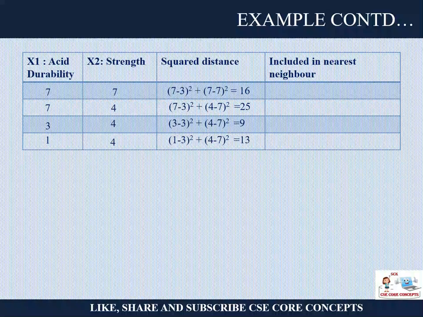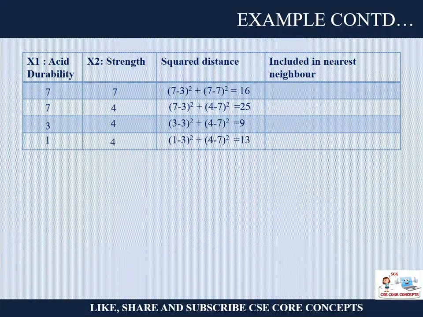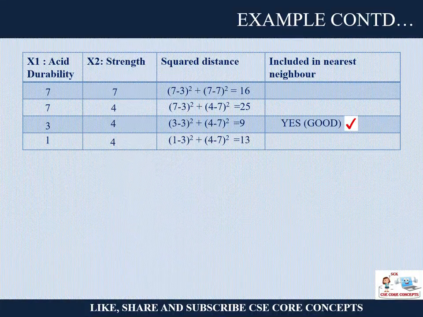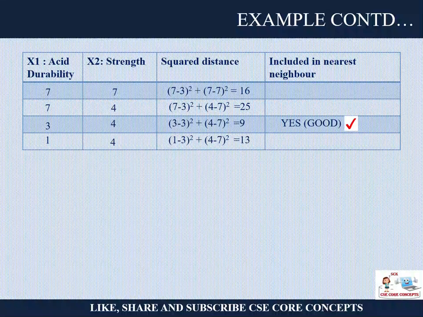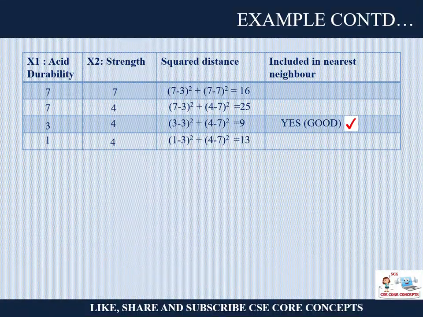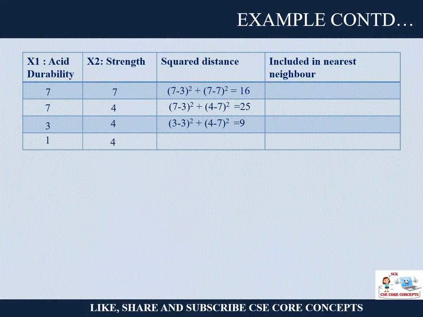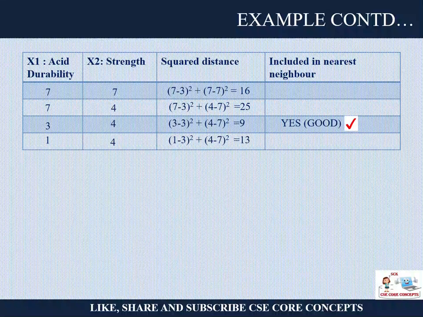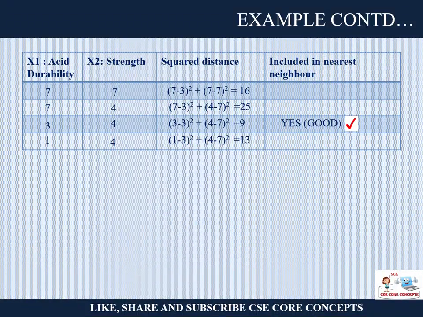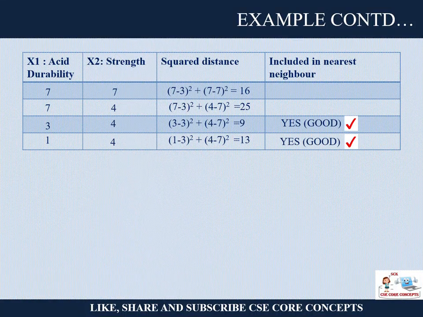Now you find out the ascending order. In the ascending order, the first value is 9, then comes 13. Now how many neighbors do I have to consider? I have to consider 3 neighbors as per my question because k is given as 3. So for 9, what was the actual class of this data? You go back to the training sample. The third row belonged to the good class. So yes, I am going to consider it because right now k is 1 and it belonged to the good class.